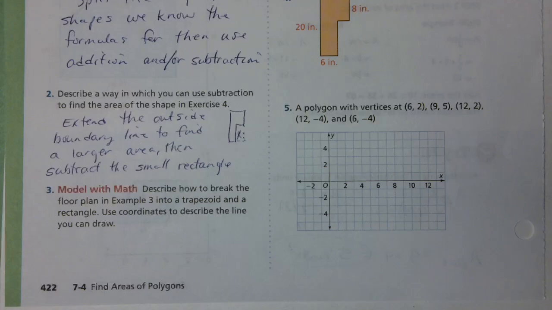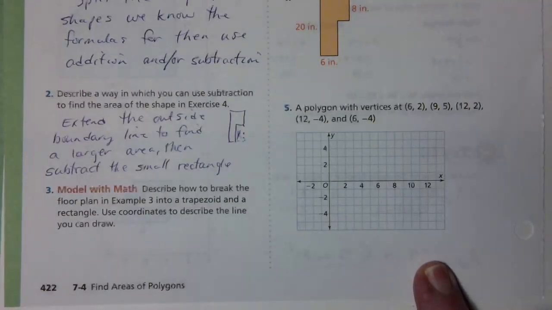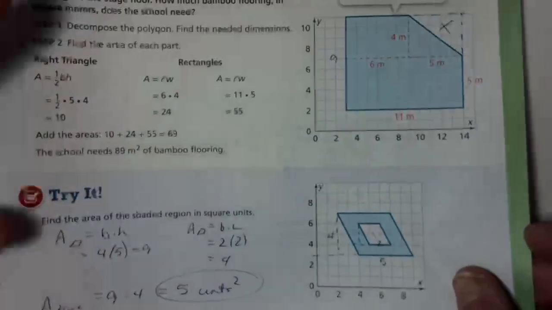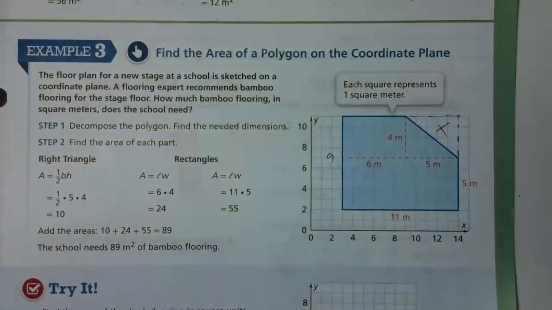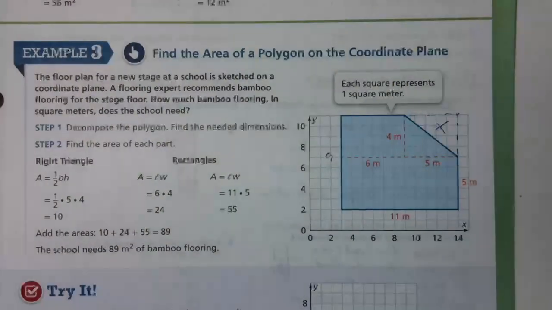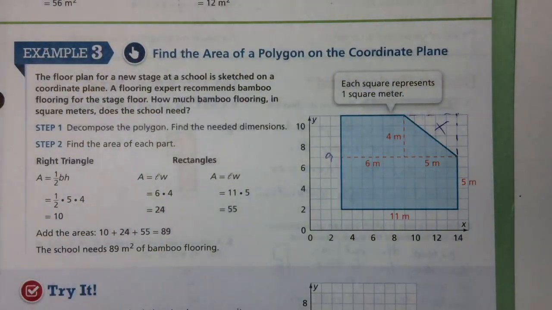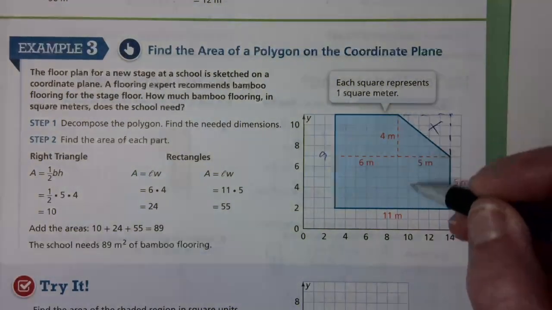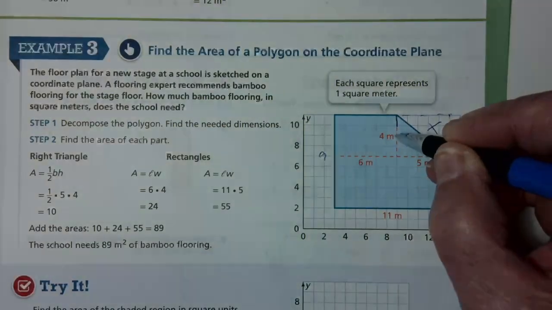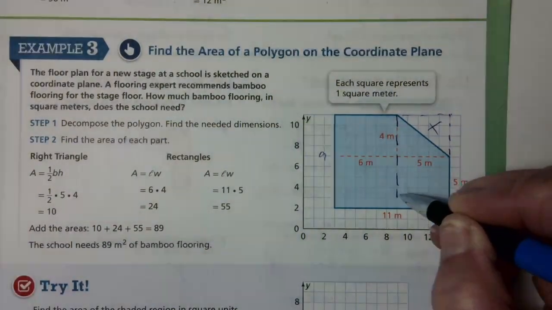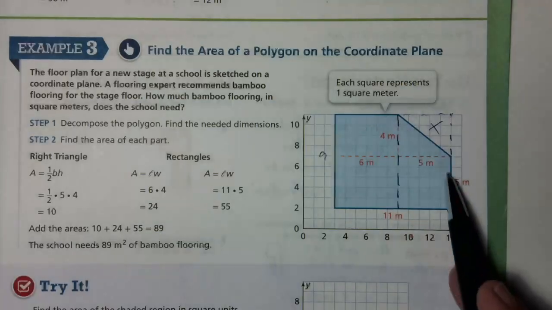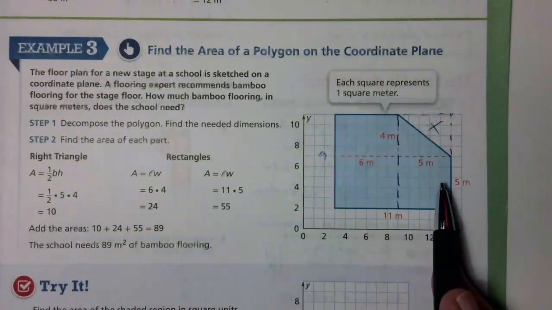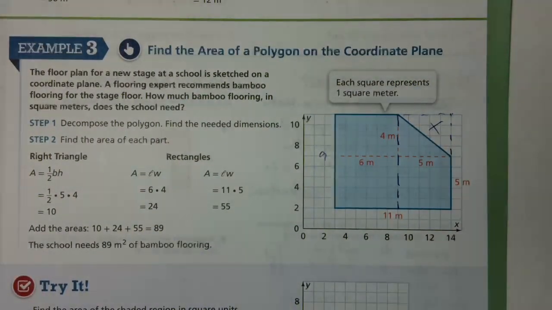Number 3, describe how to break the floor plan in example 3 into a trapezoid and a rectangle. Use coordinates to describe the line you would draw. Okay, let's go back to example 3. That's this one right here. They want it to be a trapezoid and a rectangle. Well, the easiest way would be to put a line right here. So this makes a trapezoid on this side of the slash line, and this makes a rectangle on this side.